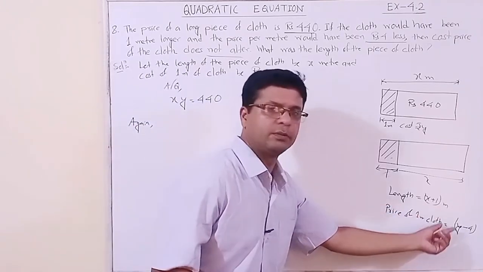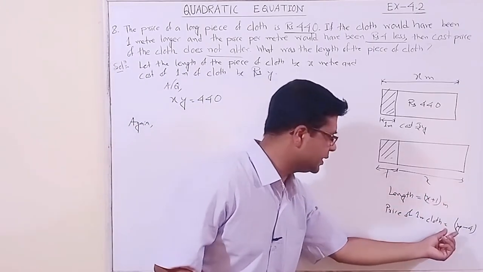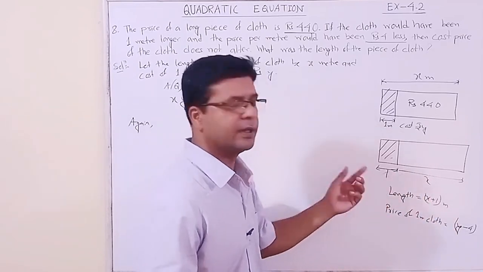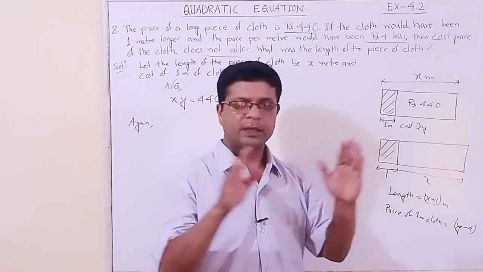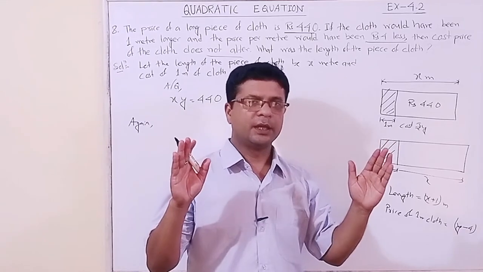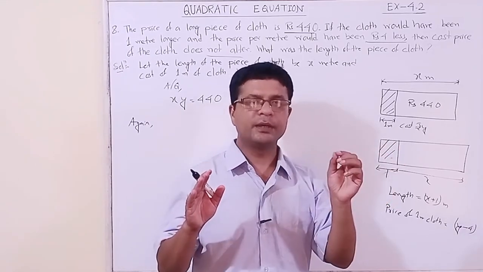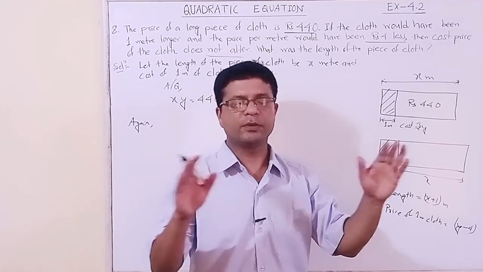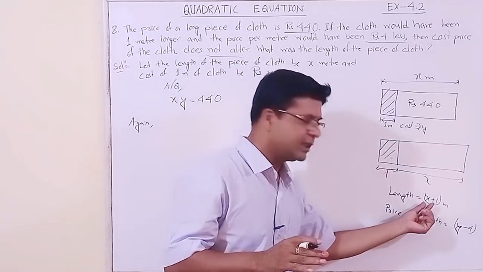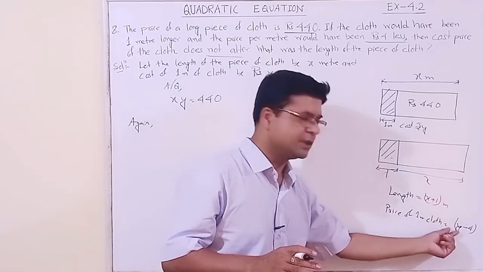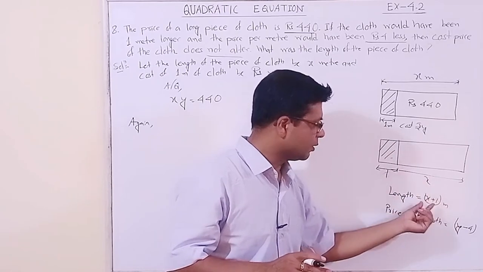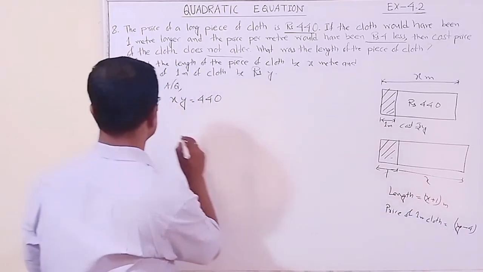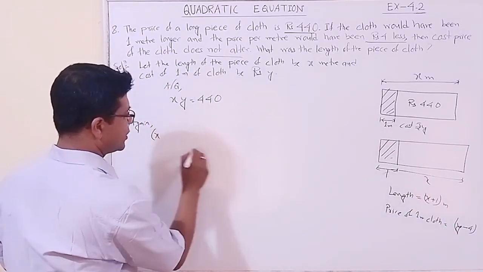Length into this. The total length is this, and for 1 meter it is this. Again I am repeating: consider a cloth whose length is 10 meter and the cost of 1 meter is suppose 20. So what will be the total cost? 20 into 10. Here the length is x plus 1, and the cost of 1 meter is this much. What is the total cost of the cloth? This into this.